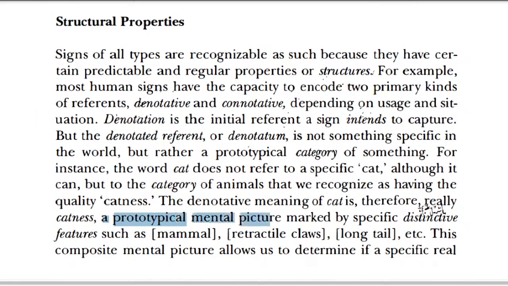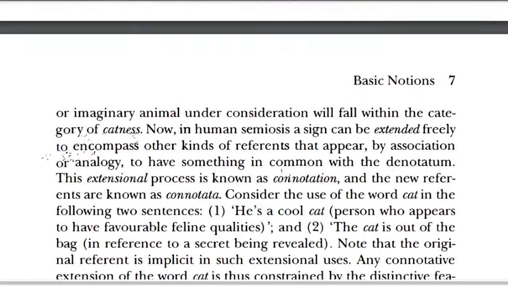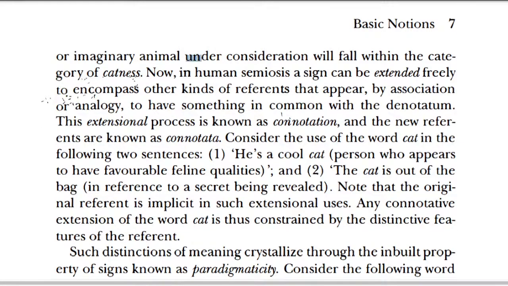A prototypical mental picture marked by specific, distinctive features such as mammal, retractile claws, long tail, etc. This composite mental picture allows us to determine if a specific, real or imaginary animal under consideration will fall within the category of catness. Now, in human semiosis, a sign can be extended freely to encompass other kinds of reference that appear, by association or analogy, to have something in common with the denotatum, right? That's the denoted referent.